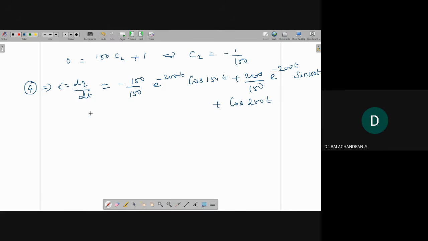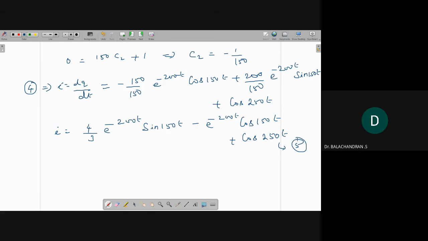So now I equal to, first I will write this term, 4 by 3 e power minus 200t into sine 150t minus, this is 1, e power minus 200t into cos 150t plus cos 250t. I call this equation 5.